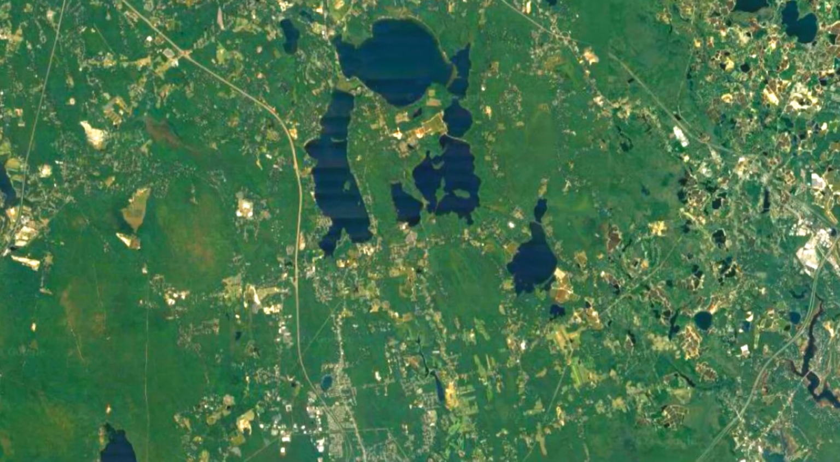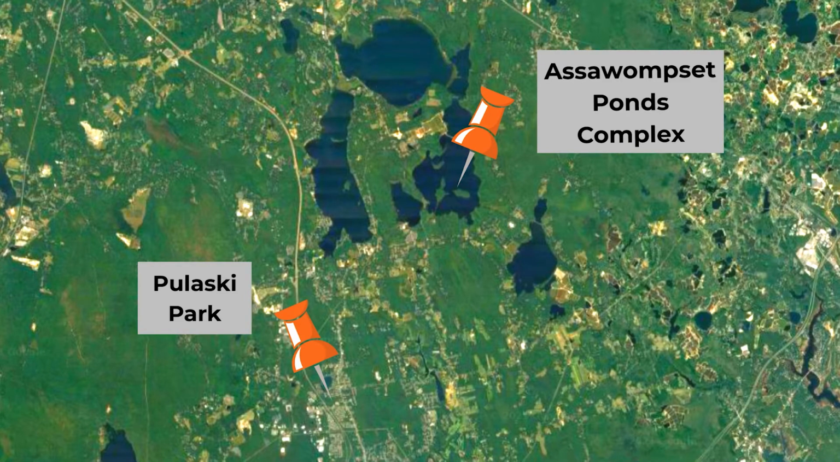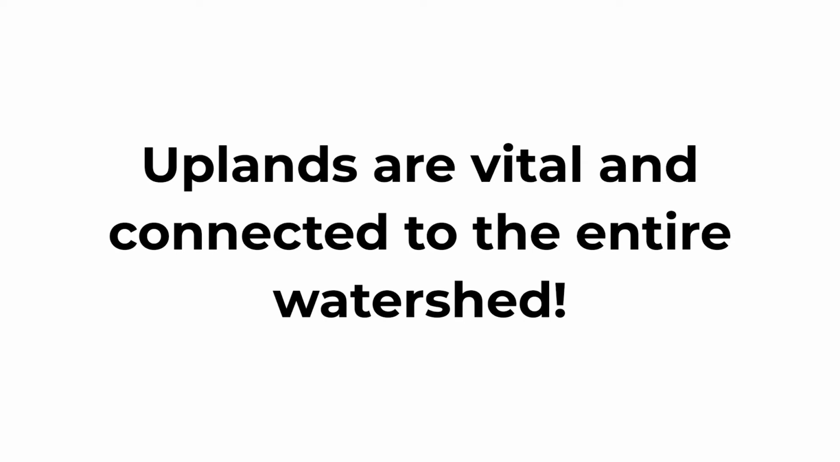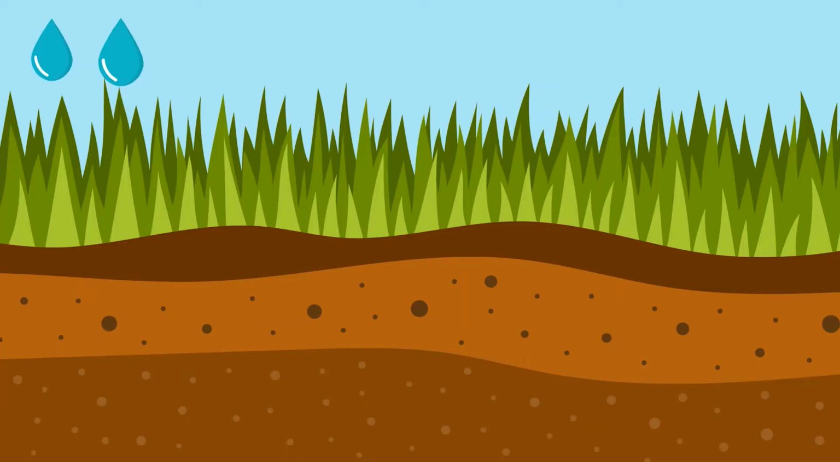For example, in our watershed, while Pulaski Park in New Bedford is a full 3 miles away, water that falls there eventually ends up in the ponds. This shows how watershed uplands are connected to downstream water bodies, even when they seem far removed.